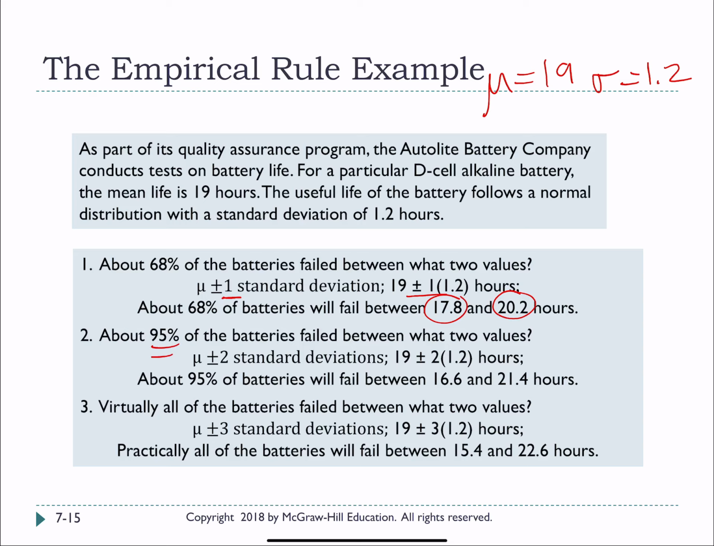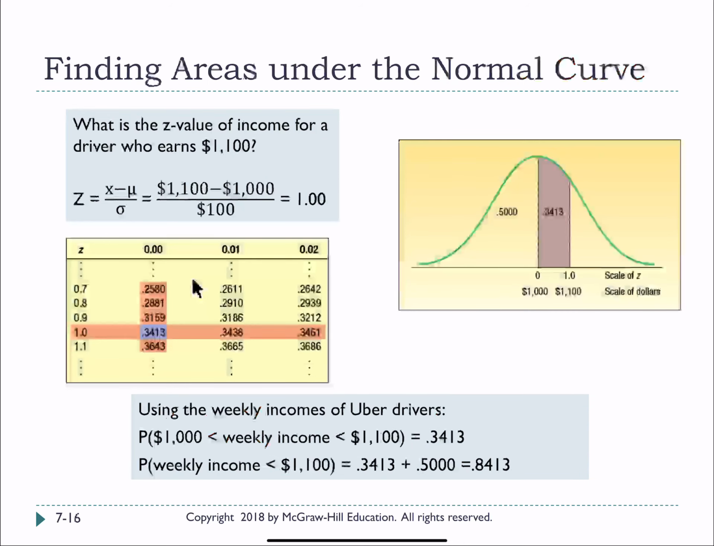If I want 95%, I'll go with 2 standard deviations. So now I multiply my standard deviation of 1.2 times 2, and I would get 16.6 and 21.4 hours. And then virtually all are going to fail within 3 standard deviations. So now I'll multiply by 3 to get 15.4 and 22.6.